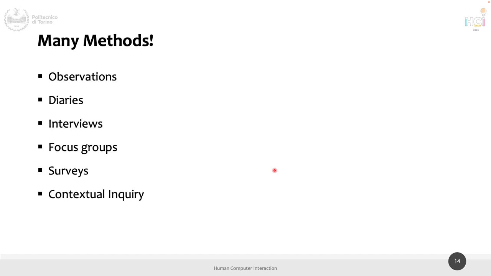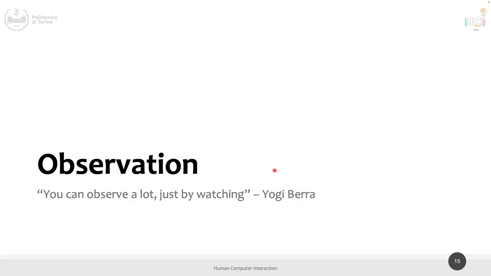So observation and diaries are in the family of looking at people. Interviews, focus groups, and surveys are in the family of talking with people. Contextual inquiry is not in one of these families. It's in both. It's an inquiry, so an interview, that is bound to the context, so it includes an observation. It's a mix between an observation and an interview. Because observation has some big advantages and some disadvantages. Interviews are more or less the opposite, in advantages and disadvantages. And contextual inquiry tries to balance this. Okay. Observation.